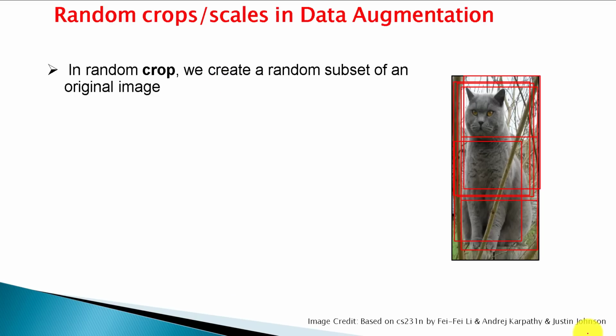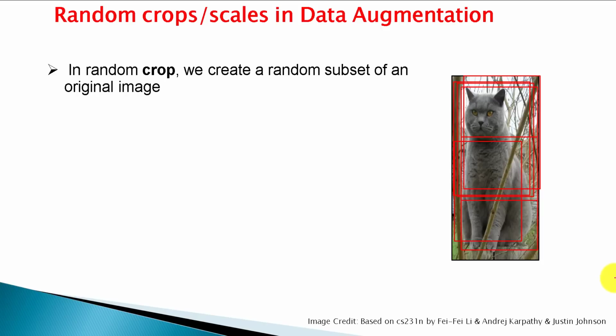Random crops and scale in data augmentation. In random crops, we create a random subset of the original image. For example, we have this original image of a cat. Here you can see different rectangles of different sizes. We can crop the image based on these rectangles. Rectangles can be generated through different models. Based on these rectangles, the crop operation can be performed to create a new image from the original image.